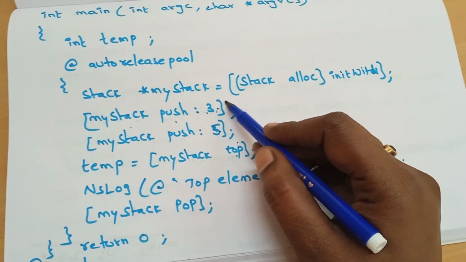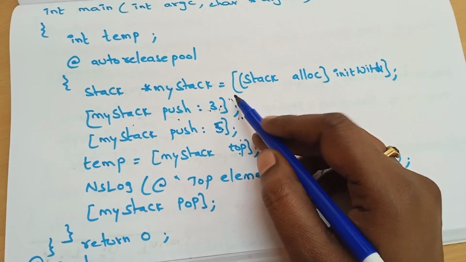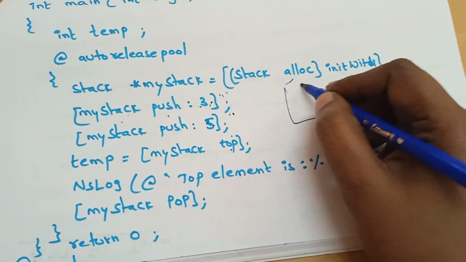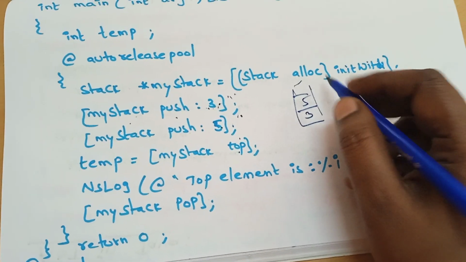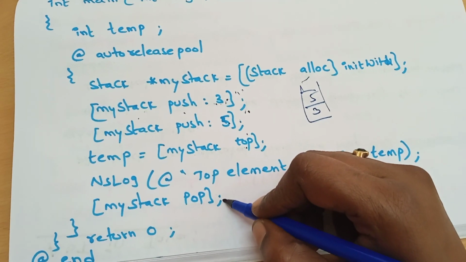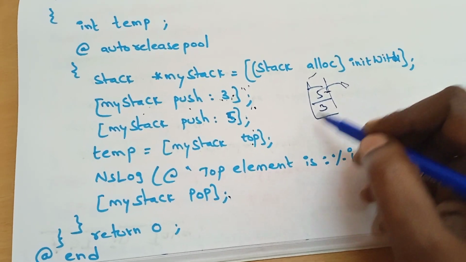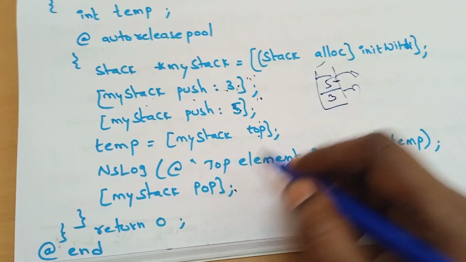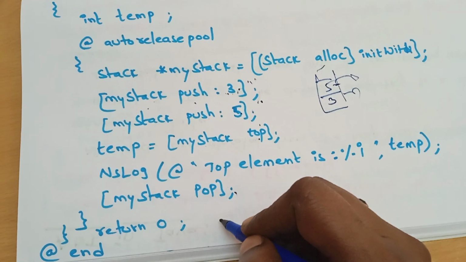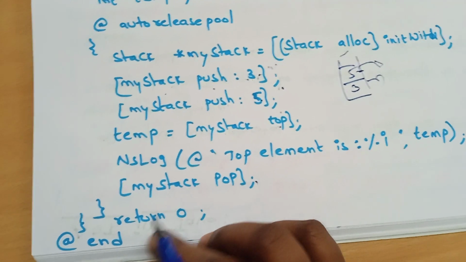Now look at this, I wrote two push functions here, which means I put two values into it: one is 3, the other one is 5. If I perform the pop operation, whatever element is available at the top will get popped. If I give my stack pop again, what happens? 3 will get popped. If I give my stack pop again, then an error occurs in pop, correct? So return 0 and end.